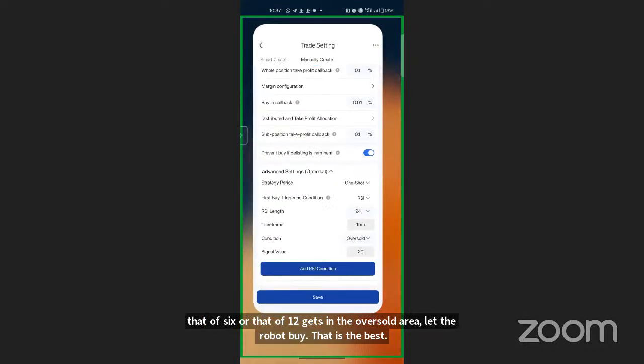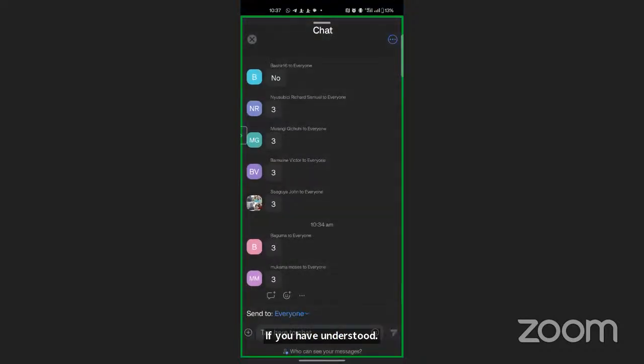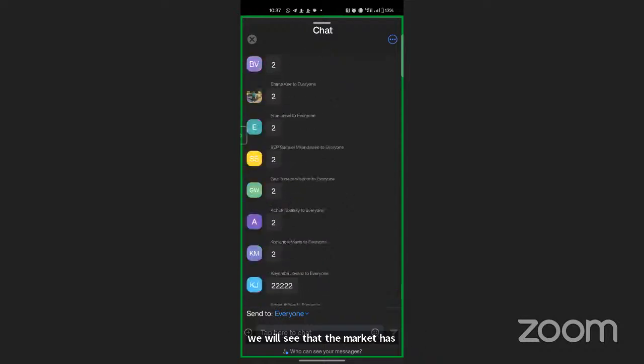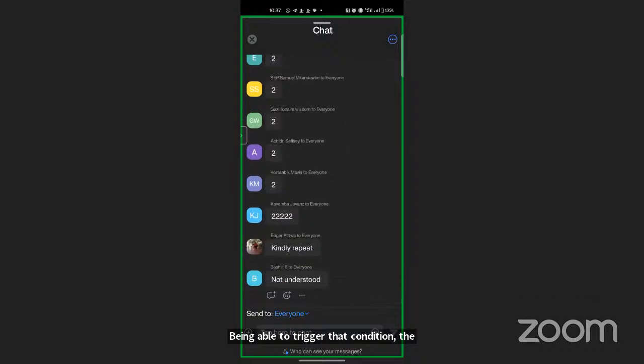If you have understood, give me a 2 in the chat. So you can decide to either look at the RSI first, or you can enter the RSI instruction, and once the robot sees that the market has triggered that condition, the robot will buy. So it is up to you.